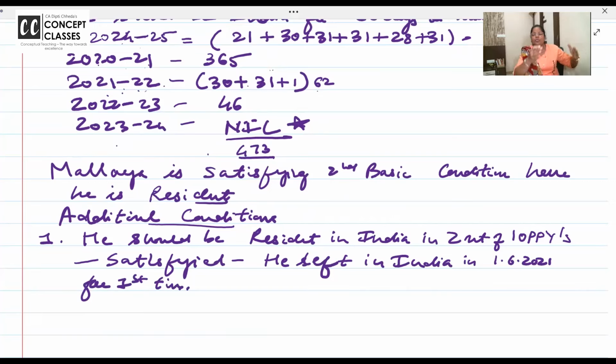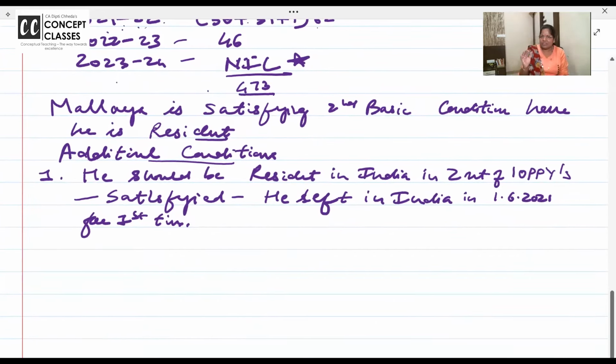Last 10 years, 2014 to 24, you should be resident in India for 2 years. You went out of India only in 21. What about 14 to 21? You were permanently in India. So you have satisfied this condition. 2 out of 10 years. Are you in India? Yes. Second. Okay. Now, and a big and.